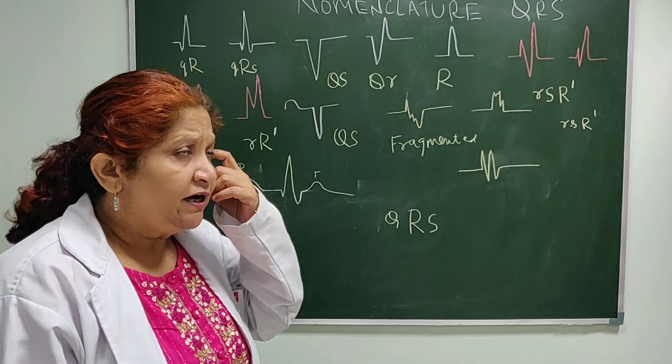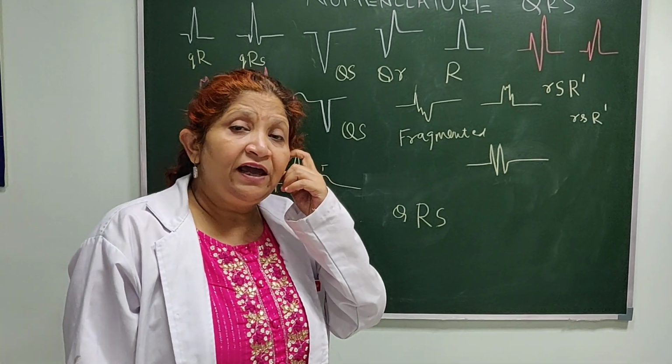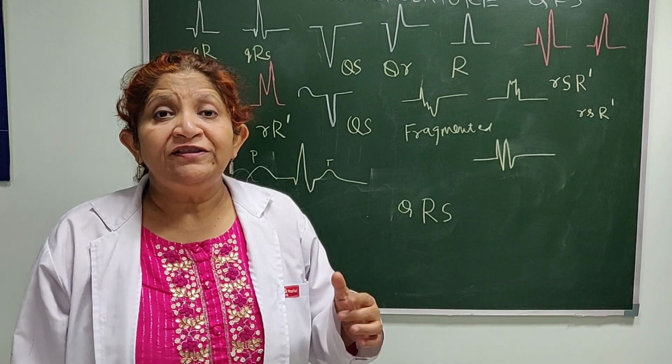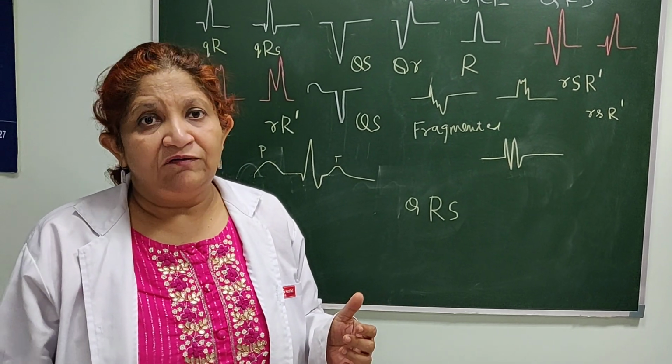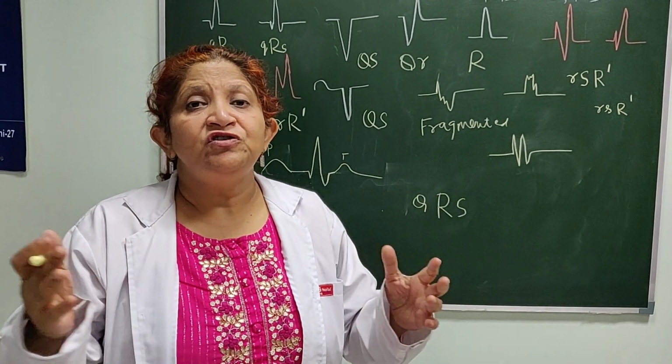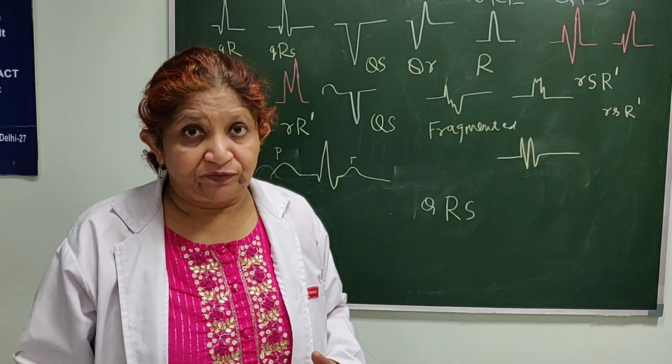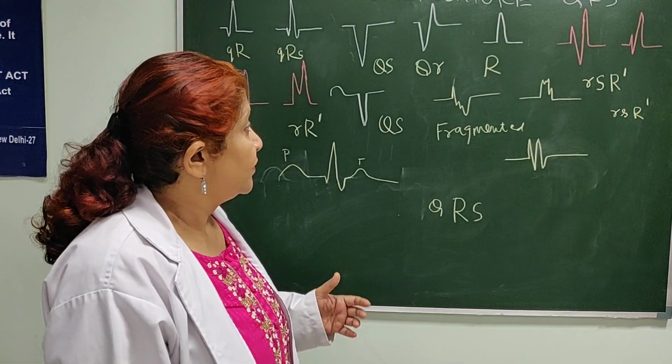Right. Fragmented QRS generally we see in the area of cardiomyopathy or scars and things like that, where the transmission or ventricular depolarization is slowed or there is some aberrancy.